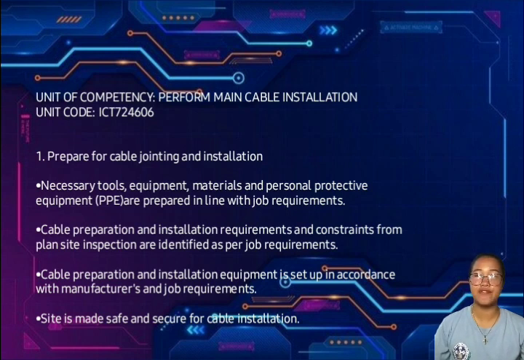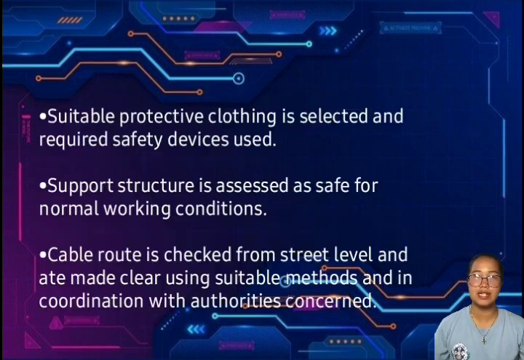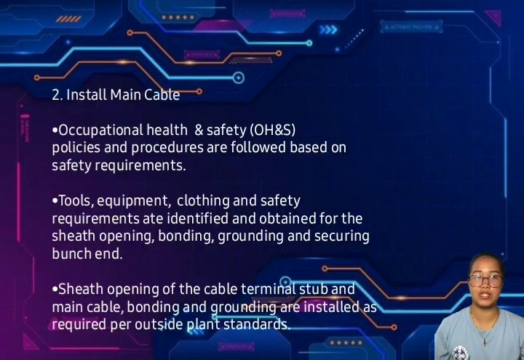Site is made safe and secure for cable installation. Suitable protective clothing is selected and required safety devices used. Support structure is assessed as safe for normal working conditions. Cable route is checked from street level and made clear using suitable methods and in coordination with authorities concerned. Number 2. Install main cable.